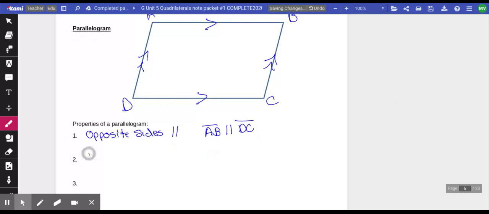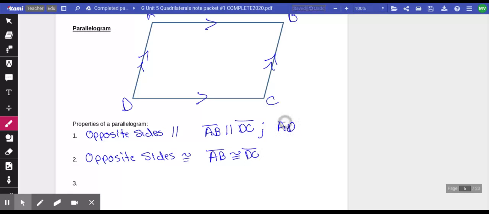In a parallelogram, opposite sides are also congruent. So I said AB is congruent to DC. And up here, I forgot to do the other sides. So that also means AD is parallel to BC. And AD is congruent to BC. So opposite sides are parallel and congruent.